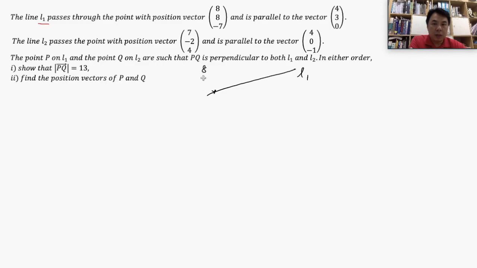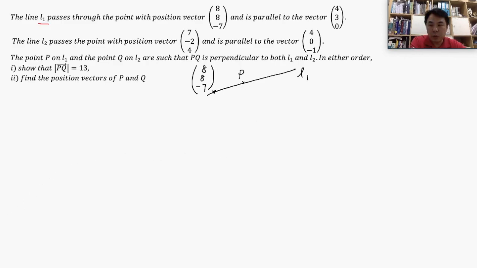That is (8, 8, -7). For some of you who are not used to this vector form, the 8 on the first row represents the x coordinate, the second one is the y coordinate, and the third one is the z coordinate. So basically, this is a way to represent a point in three-dimensional space. And then there's another point P lying on line L1.